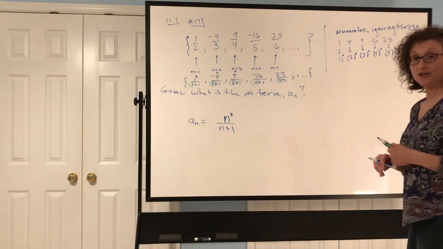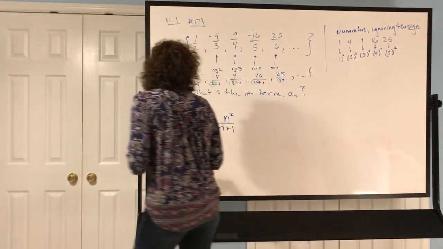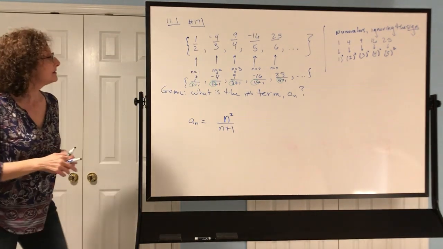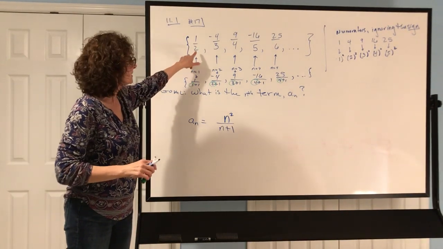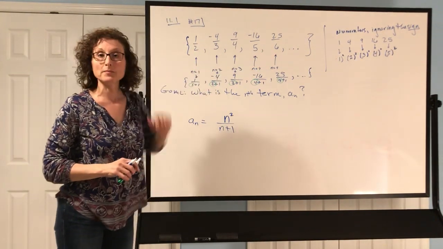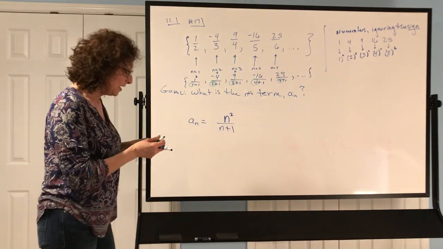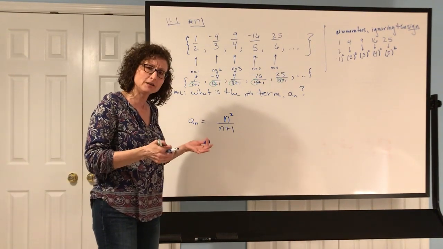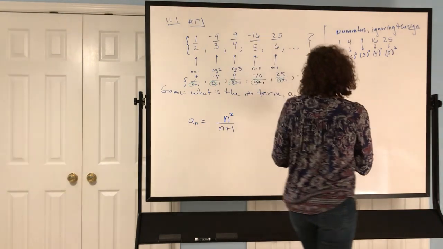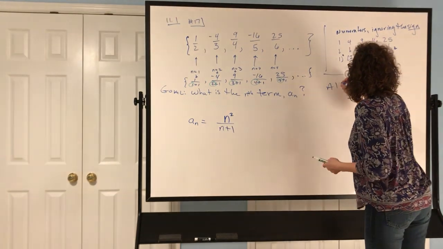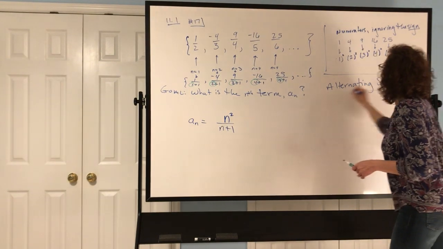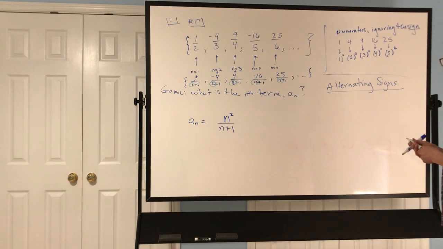Now we have to deal with the sign change. This is called an alternating sequence. The terms in the sequence alternate sign from positive to negative: positive, negative, positive, negative, positive, negative. That pattern will continue forever. It doesn't matter whether it goes positive, negative, or negative, positive. How do we alternate sign? There are lots of ways to alternate sign.